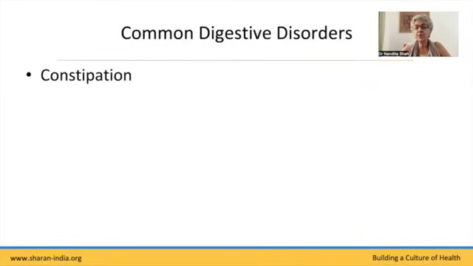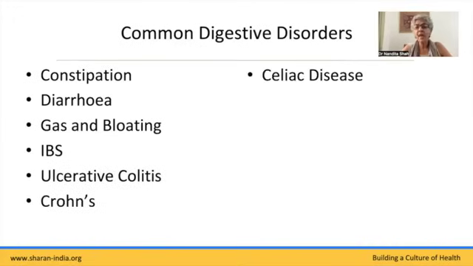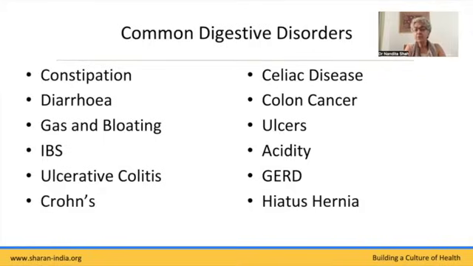Common digestive disorders are, as you know, constipation, the most common, and diarrhea, and gas, and bloating, and irritable bowel syndrome, and ulcerative colitis, and Crohn's, and celiac disease, colon cancer, ulcers, acidity, GERD, and hiatus hernia. As I said, we're not going to talk about the last four because we've already done a session on that, even on Chef AJ, and you can refer to that. And we're not going to talk about colon cancer, or we're going to talk just a bit on colon cancer, because we've already done a whole session on cancers.